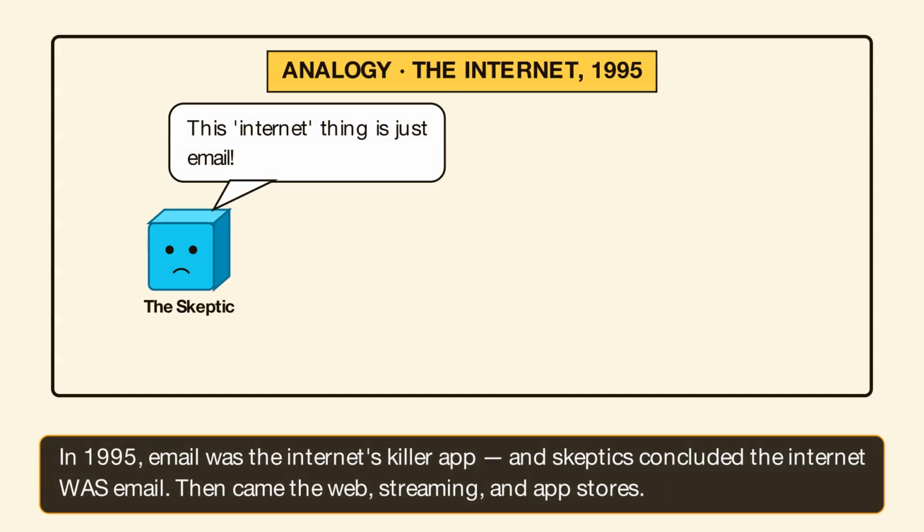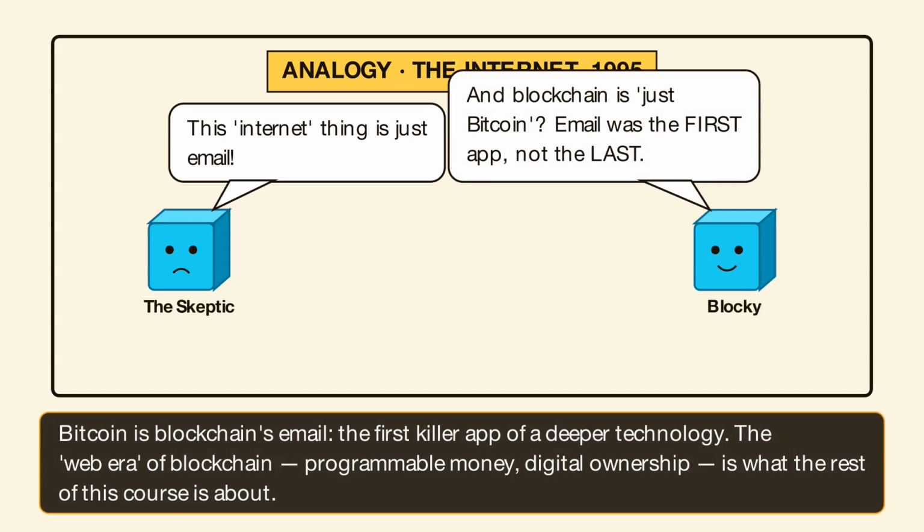In 1995, email was the internet's killer app, and skeptics concluded the internet was email. Then came the web, streaming, and app stores. Bitcoin is blockchain's email, the first killer app of a deeper technology. The web era of blockchain, programmable money, digital ownership, is what the rest of this course is about.